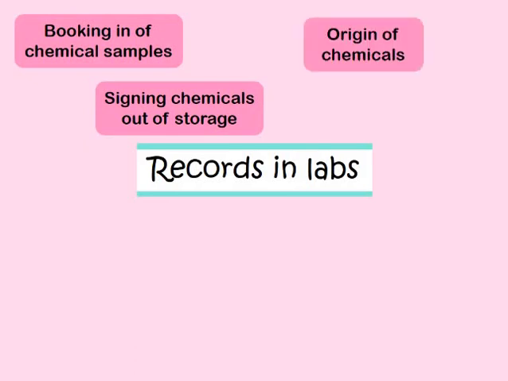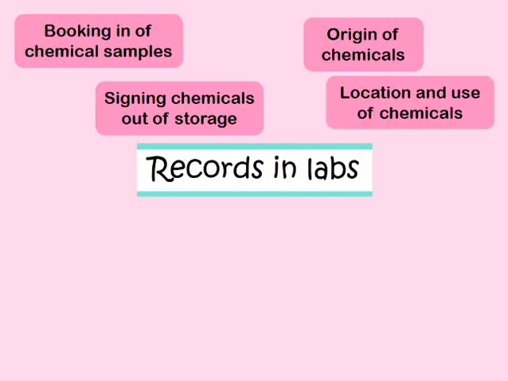The origin of the chemicals, so where they have actually arrived from, the location and use of chemicals. And when you work in a proper lab, like in a hospital, there are a lot of chemicals that are pretty dangerous. You want to make sure you know the origin of them so that you can reorder if need be, and you want to know where they are exactly just for ease of every day.